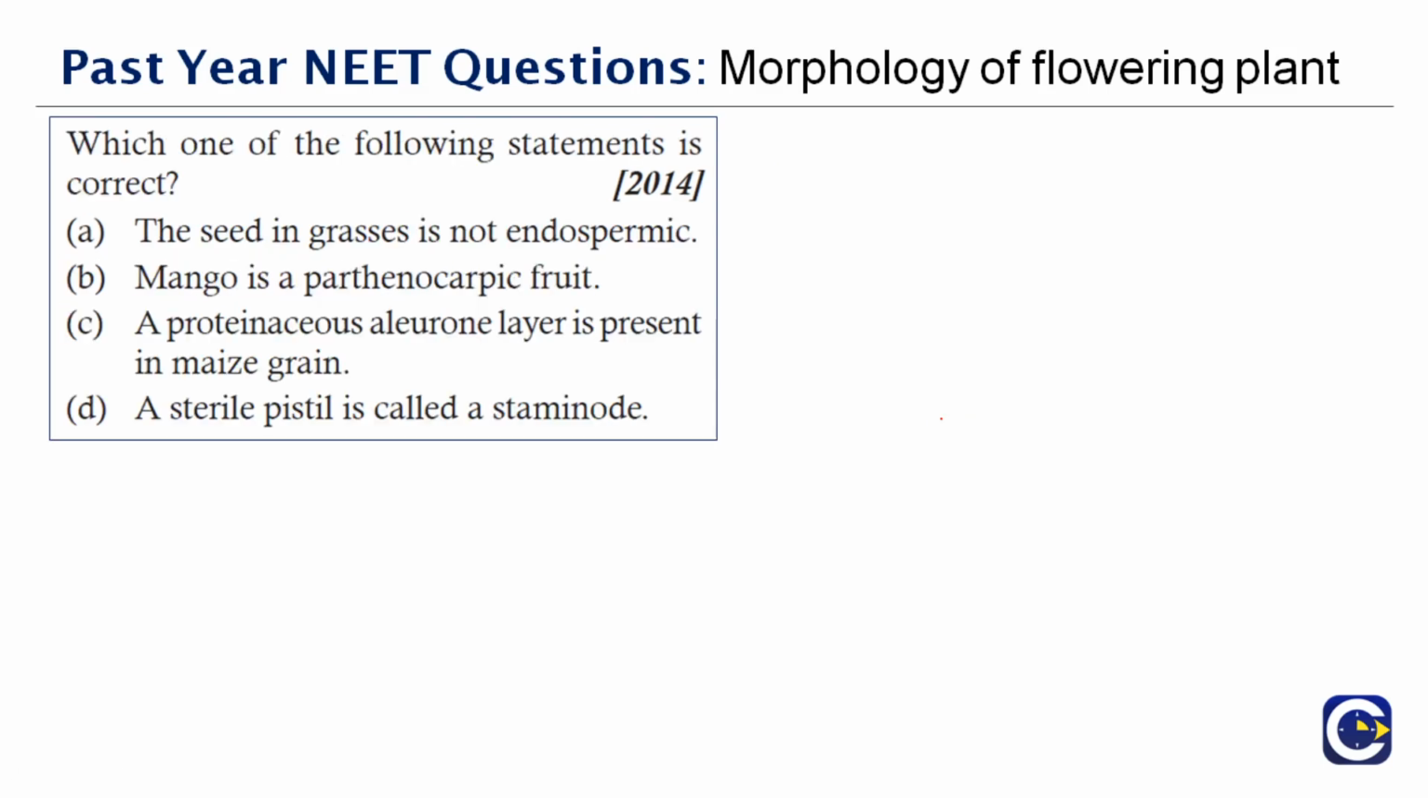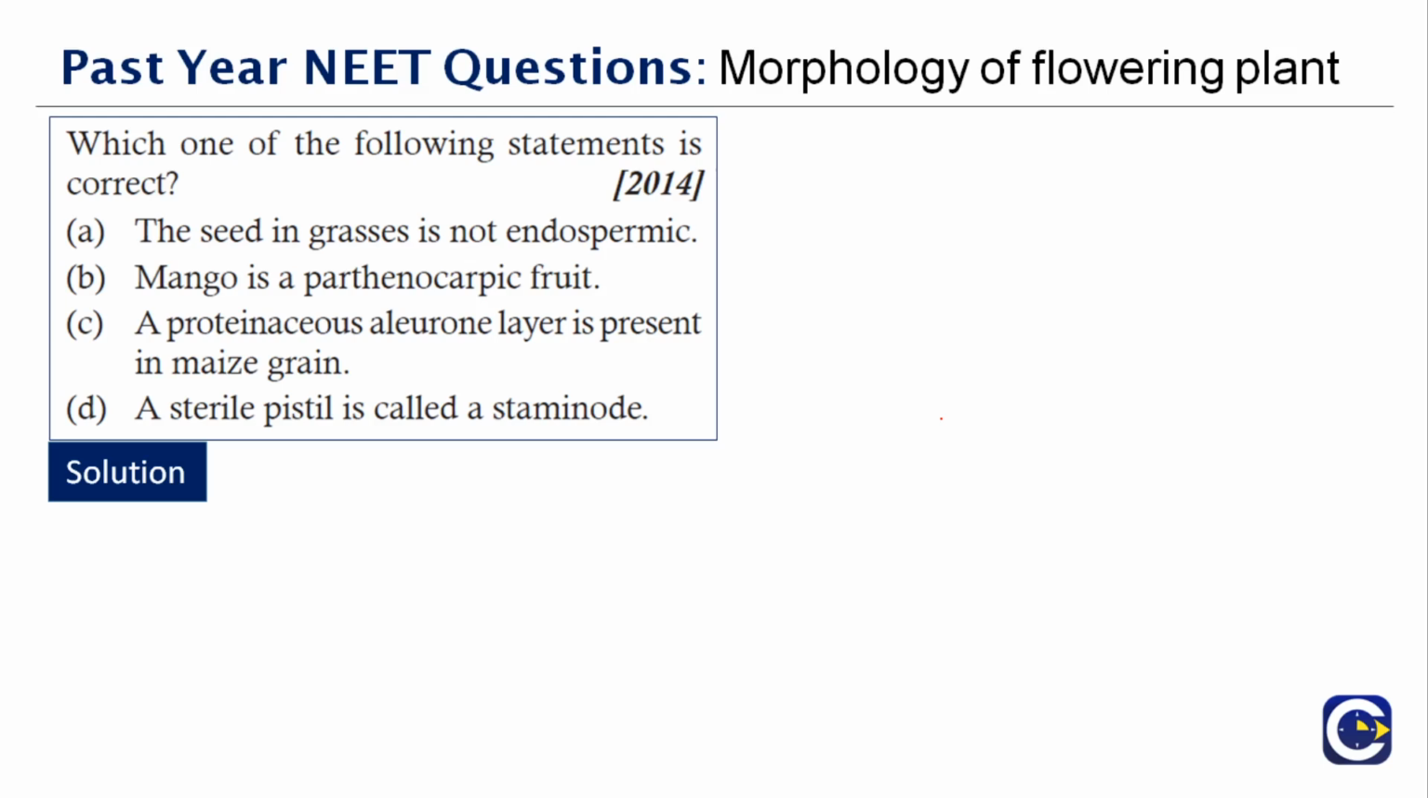Next question here. Which one of the following statements is correct? This question was asked in the year 2014, and let's analyze the statements here. The seed in grasses is not endospermic. Mango is a parthenocarpic fruit. Then you have a proteinaceous aleurone layer which is present in the maize grain. A sterile pistil is called a staminode. So you have 4 options here. Now tell me which one will be the right one. The seed in grasses is not endospermic: wrong. Mango is a parthenocarpic fruit: no, it's wrong. The right answer is option C.